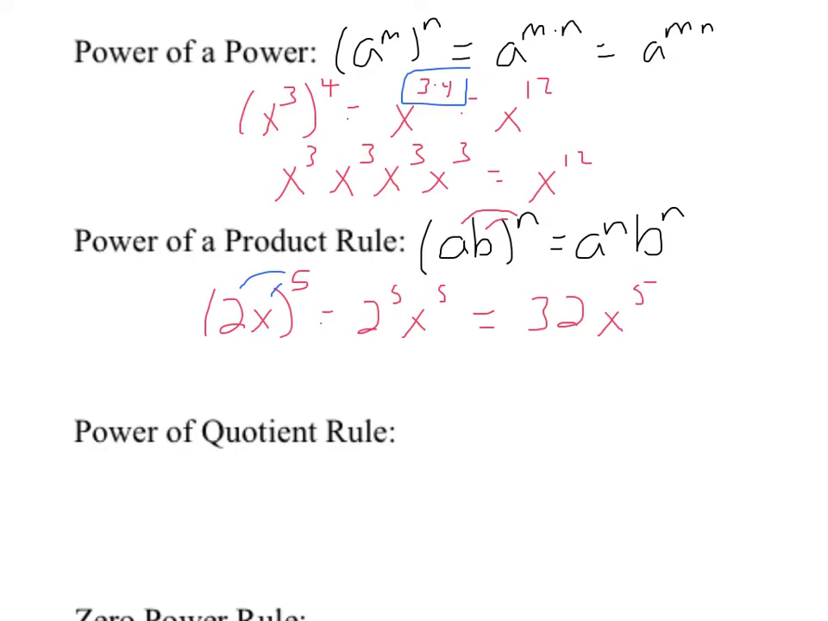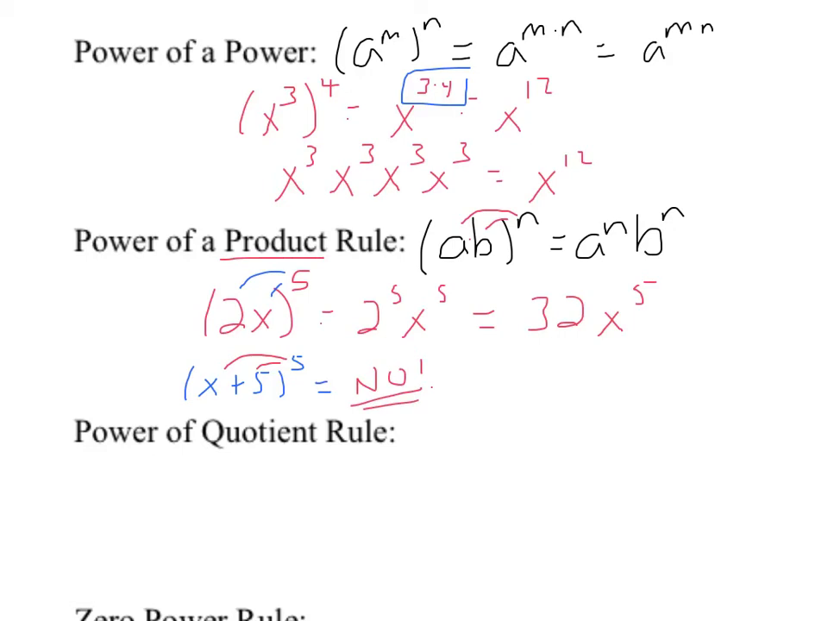Now, one important key here. If I have (x plus 5), where it's not a product but a sum, I do not distribute the power. Because remember, what I just showed you is a power of a product rule. Inside the parentheses is a product, a multiplication process, not two items being added or subtracted.